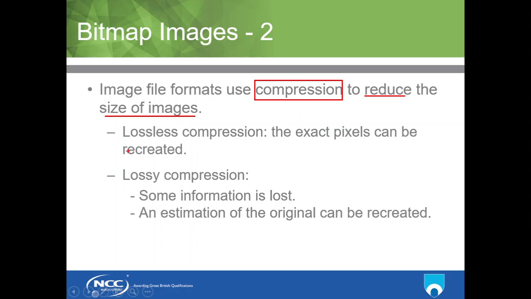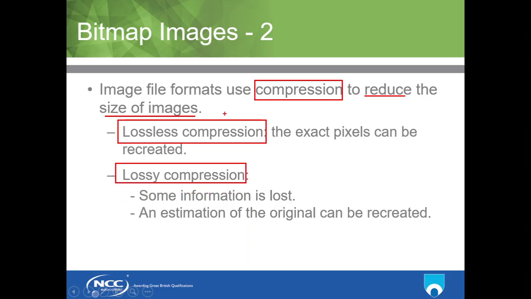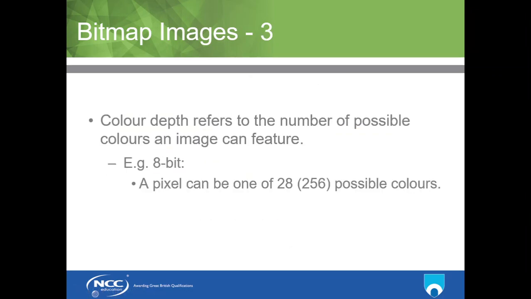So that's why we should compress our images. We have two types of compression methods. The first one is called lossless compression. The next one is called lossy compression. The main difference between these two is that in lossless compression, the exact pixels can be recreated. On the other hand, as the name suggests, in lossy compression, some information is lost. So you will not be able to go back to the original, but you can go back to an estimate of the original. So those are the two types of compression, lossless and lossy compression.